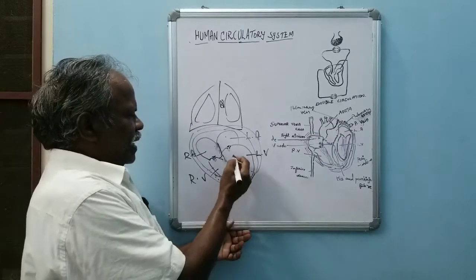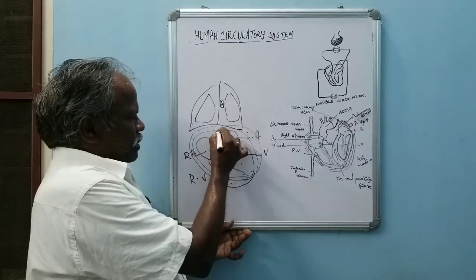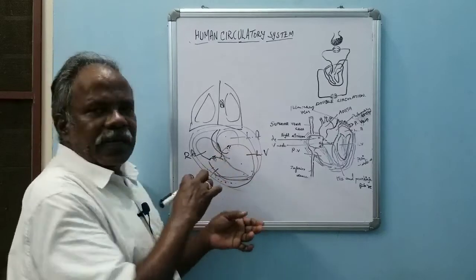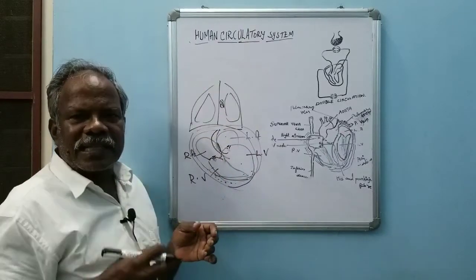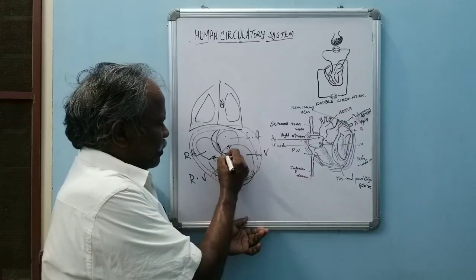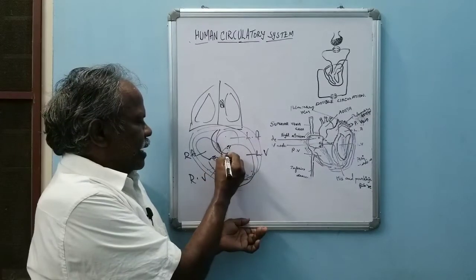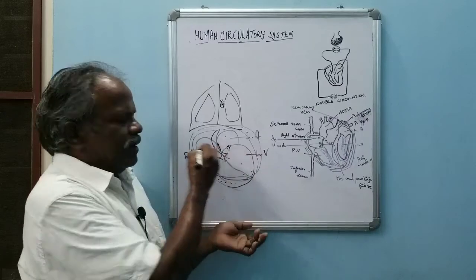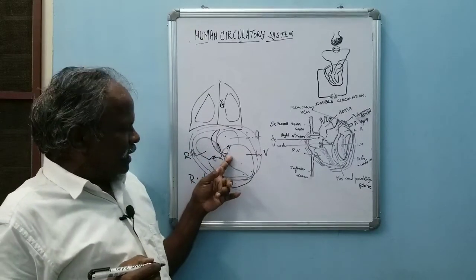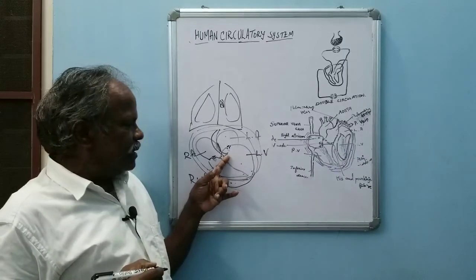From the left ventricle, a vessel arises that is called the aorta. In Tamil it is called Mahadamani, and at its origin there are three valves.